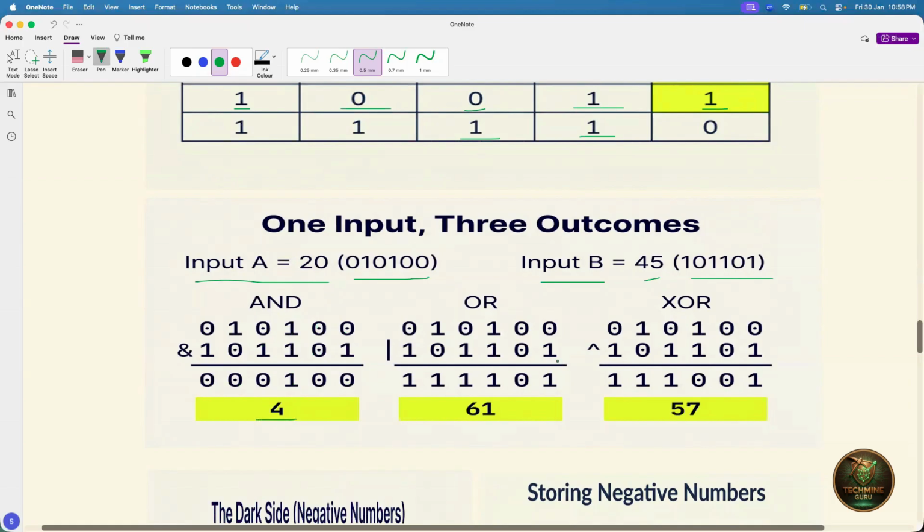Similarly, if we do the OR, we will get 0 or 1 will give 1, 0 or 0 will give 0, 1 or 1 will give 1, and similarly, we will get the rest of the numbers. So this is the binary representation of the number 61.